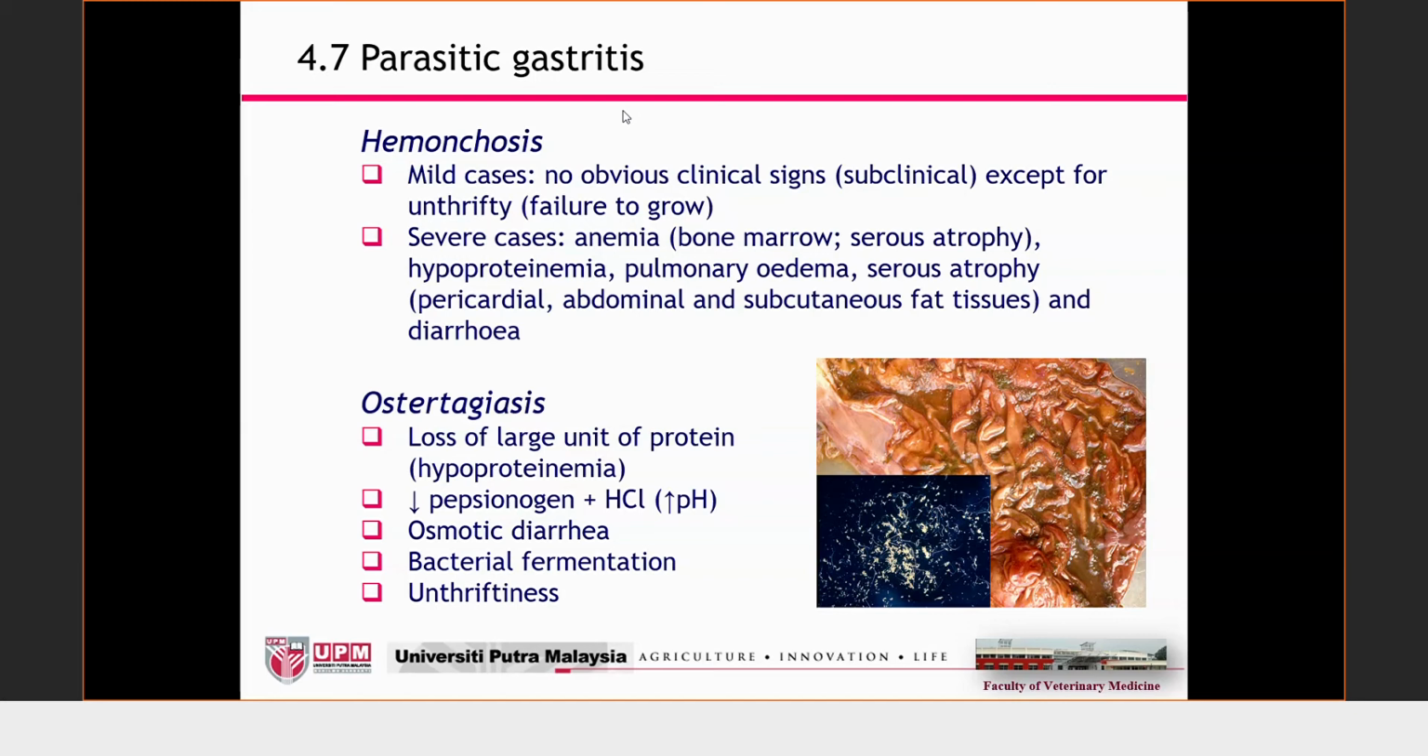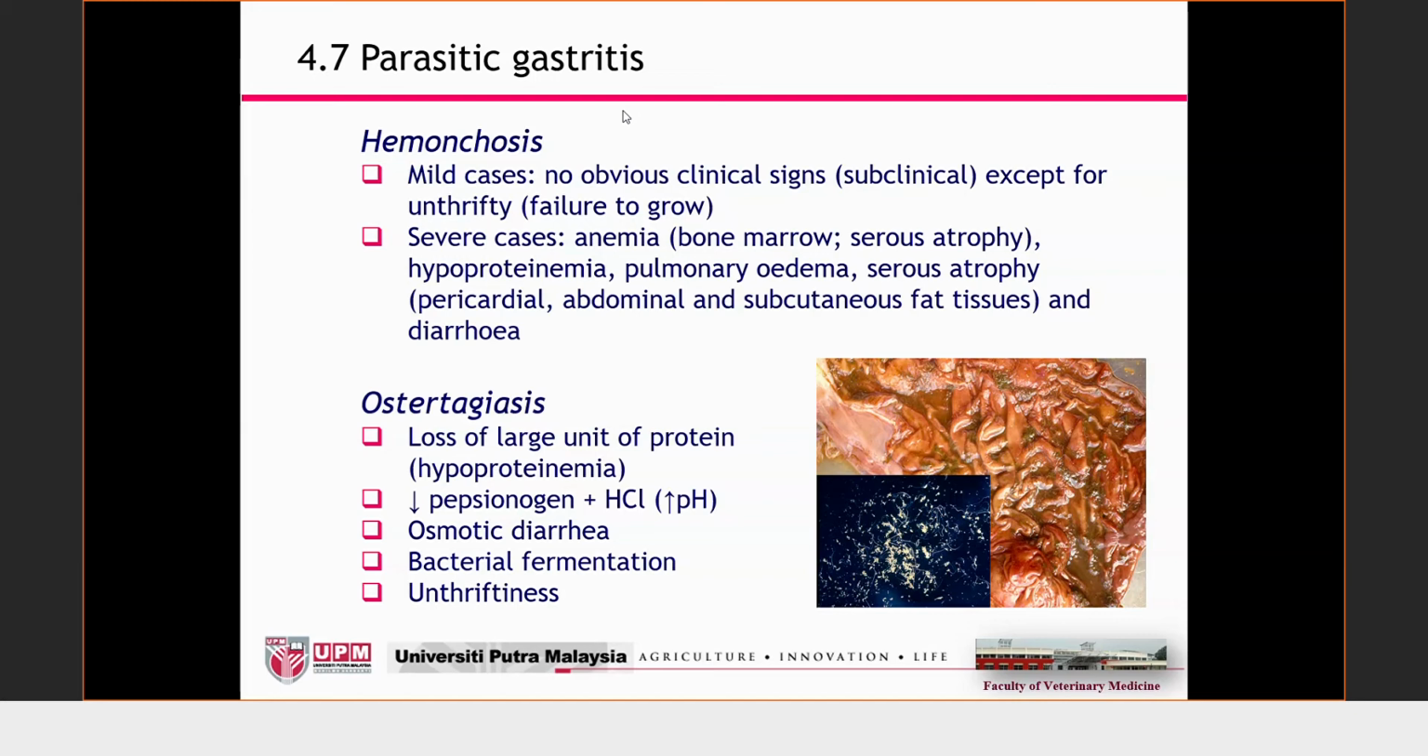But when we have a very severe infestation of the worm, because you understand that the worm is sucking the blood, that leads to severe anemia, meaning that the worm will suck the blood and the animal will lose the blood. As a result of that, they have severe anemia. And this anemia, apart from the paleness of the mucous membranes, if the animal is still alive, there will also be serous atrophy of the bone marrow.